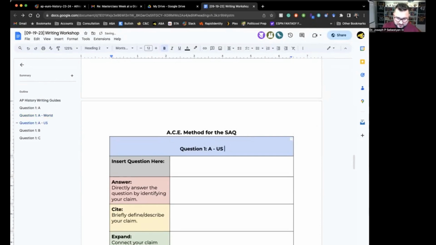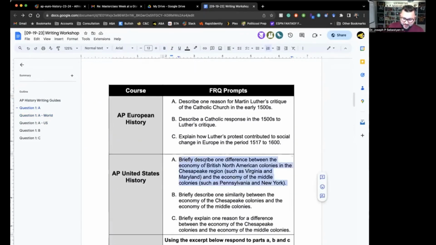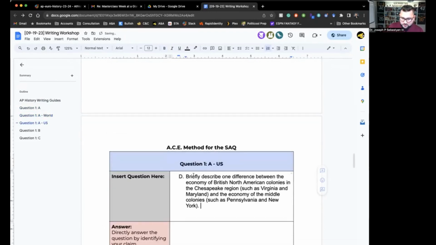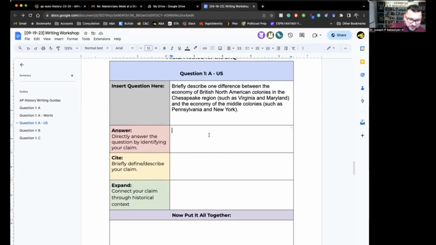So 1A, this is the US example. So again, follow along. Okay, so now briefly describe one difference between the economy of British North American colonies in the Chesapeake region, such as Virginia, Maryland, and the economy of the middle colonies, such as Pennsylvania and New York. Miss Noel was touching on these this week.